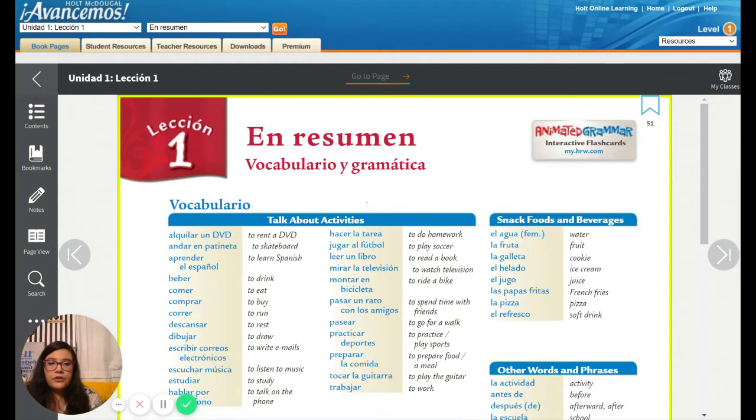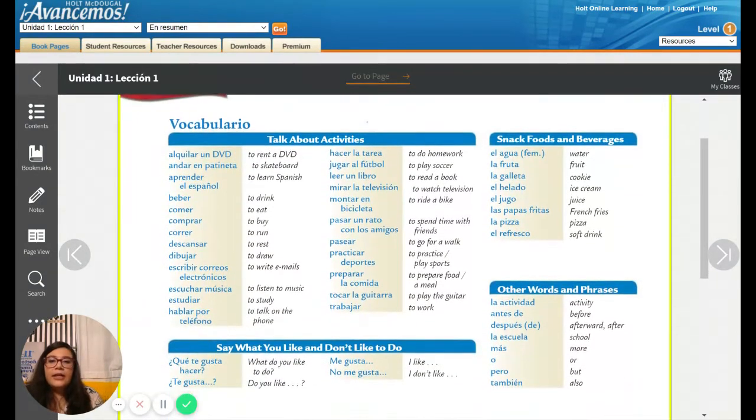So for this first lesson, I should say, this was all about learning how to say like and dislike something, like you personally like or dislike something. So you also had activities on here. You had a few foods, drinks, and snack foods on here. And you had the questions of, do you like to do something, or would you like to do something? So pretty much asking about personal preferences, right?